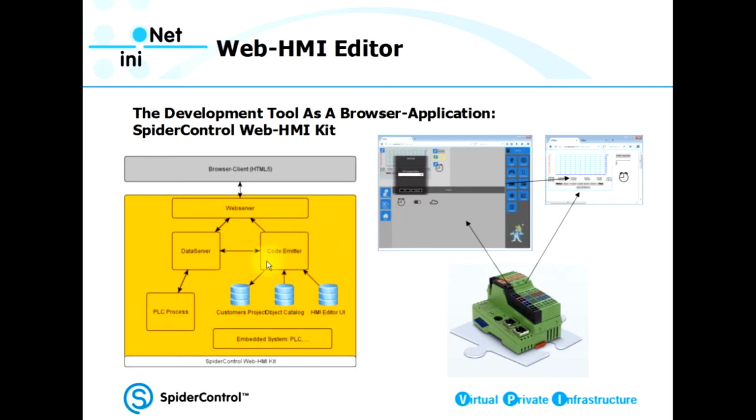The code emitter itself accesses the customer's project, so this is the output which is designed by this tool. It also has access to the object catalog, so this contains the complete functionality, all the objects that the editor is able to deliver, and it also contains the HMI editor user interface. So all these elements we see here are also stored as SpiderControl files on the local hard disk.